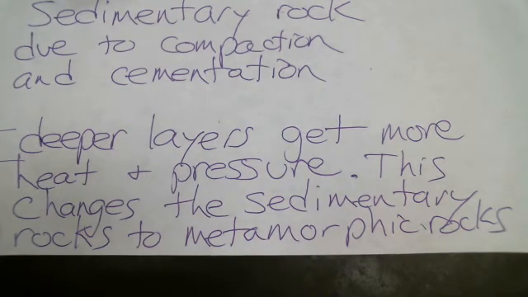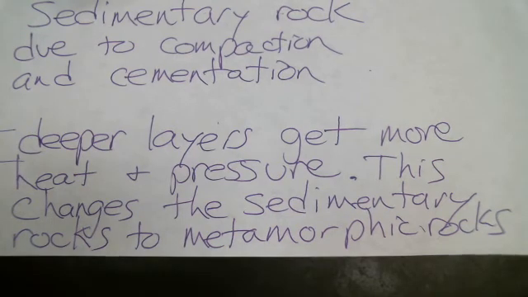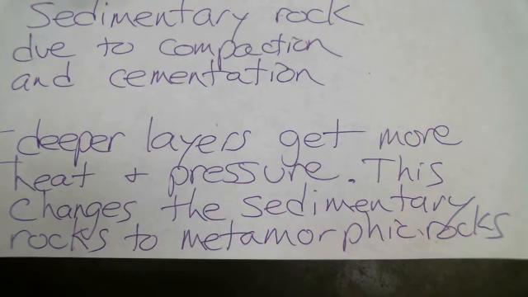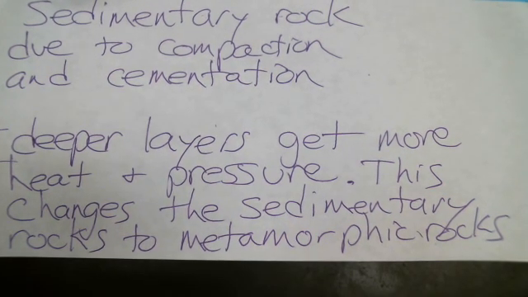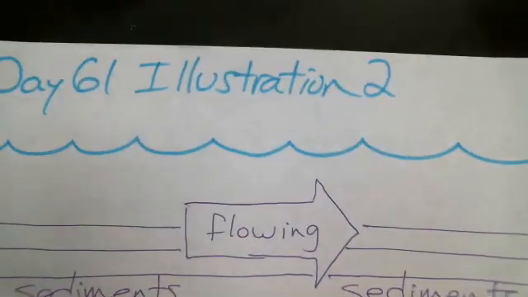Every kind of rock will change into its own form of metamorphic rock. So a sandstone might turn into, I believe it's quartzite, and granite will turn into a type of metamorphic rock called gneiss, and limestone will turn into marble. So there are lots of different kinds of metamorphic rocks. It depends upon what you have heated up and pressurized. And that is the end of illustration number 2.